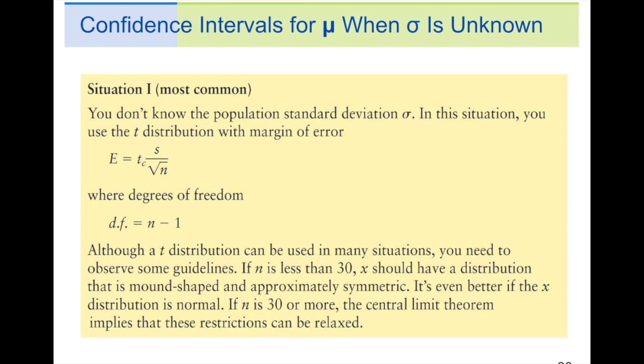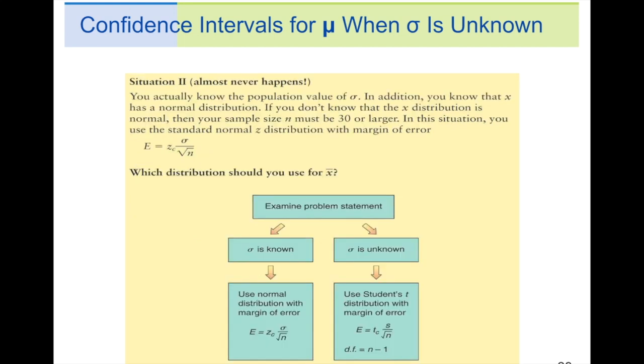If n is less than 30, x should have a distribution that is mound-shaped and approximately symmetric. It's even better if the x distribution is normal. If n is 30 or more, the central limit theorem implies that these restrictions can be relaxed. Situation 2, almost never happens: you actually know the population value of sigma.